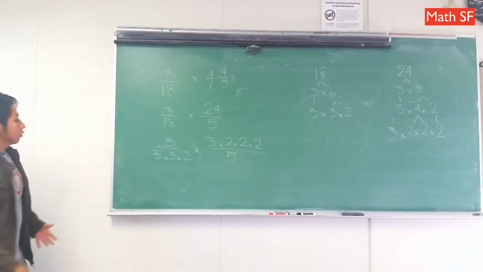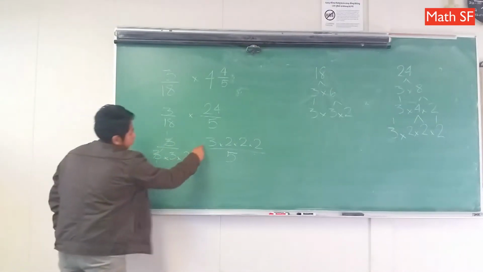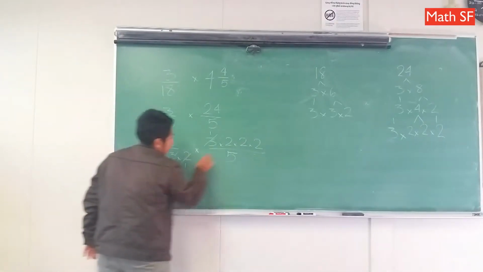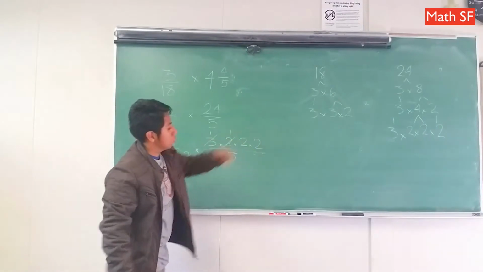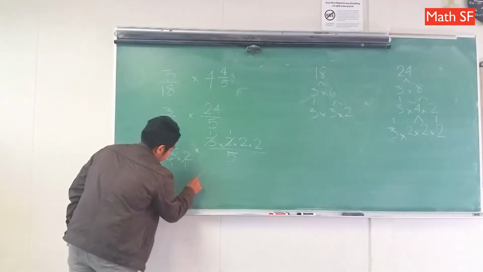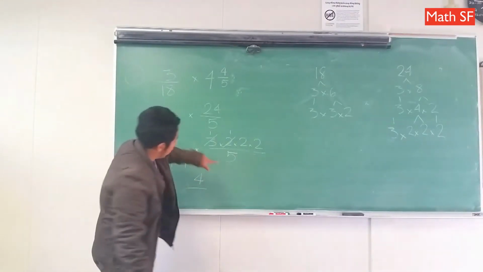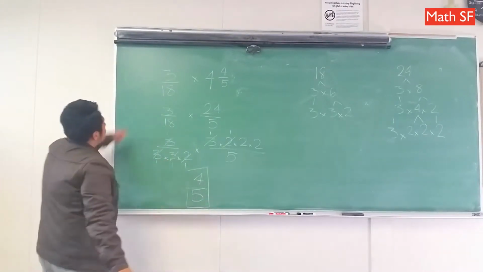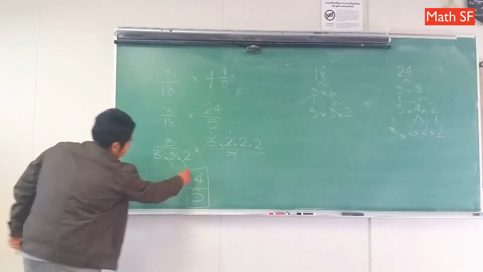Time to cancel. So 1, 1. I have another pair here, and another pair here. So what are we left with? 1 times 1 times 1 times 2 times 2, which gives us 4, over 1 times 1 times 1 times 5, which gives you a 5. So the product of 3/18 and 4 4/5 is 4/5.